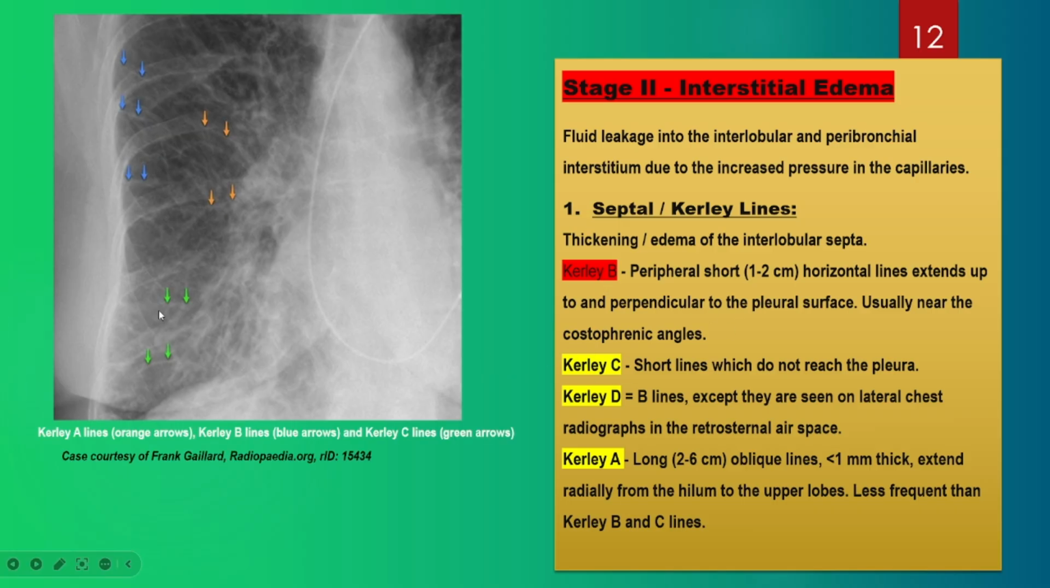Kerley C lines are also similar, but they do not extend up to the pleural surface. Kerley D lines are also similar, but only seen on the lateral X-ray in the retrosternal airspace. The Kerley A lines are different and less frequent, and they are long, 2 to 6 centimeter, and radiating from the hilum. They are less than 1 millimeter in thickness. So these are the Kerley A lines, these are the Kerley C lines, these are the Kerley B lines.